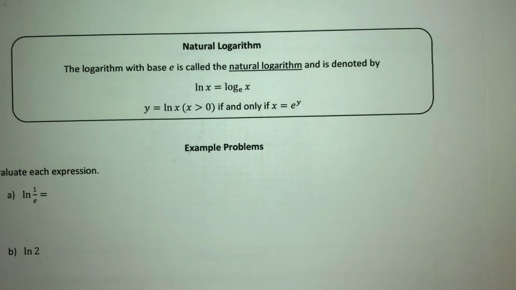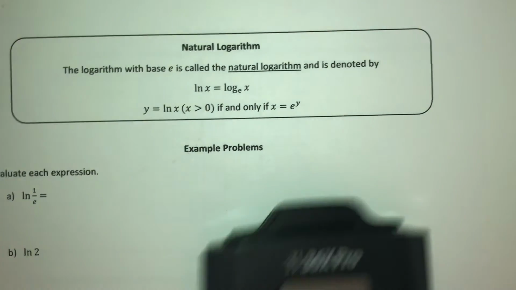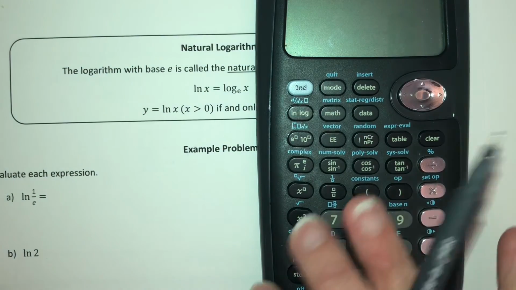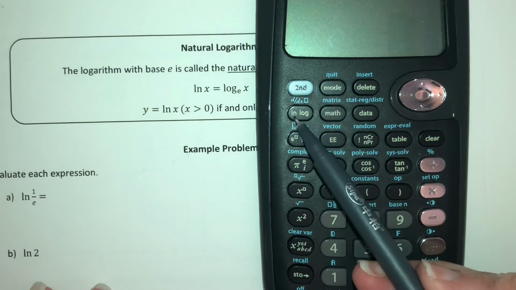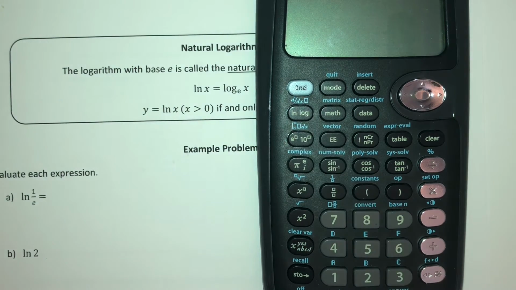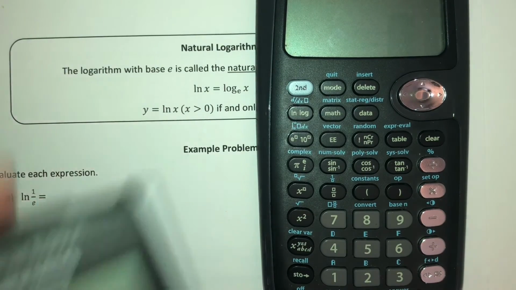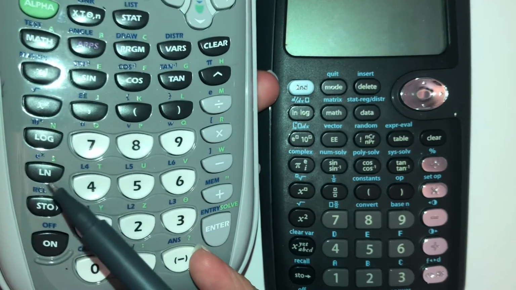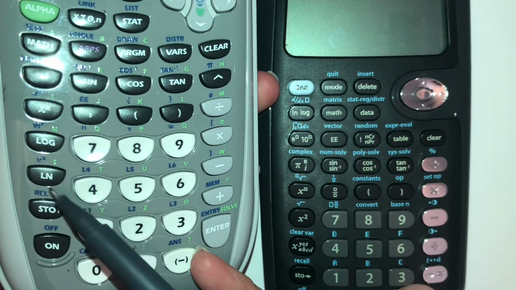Why ln instead of nl? It's because the person who named it did so in Latin, not in English. All right, and again, just like the 10 to the power, if you look here, your ln and your e to the x are in the same position here. And on your graphing calculators, natural log and e to the x share a button as well.